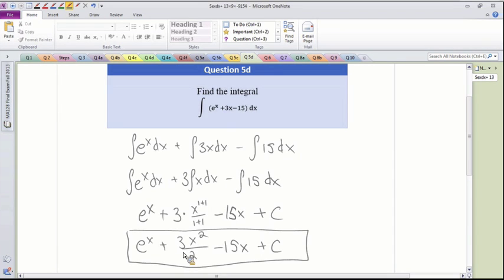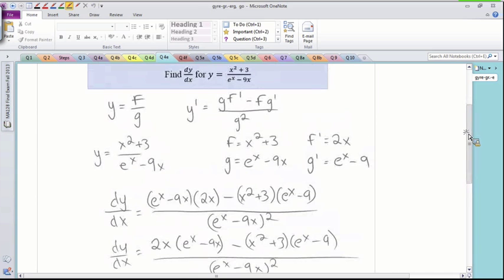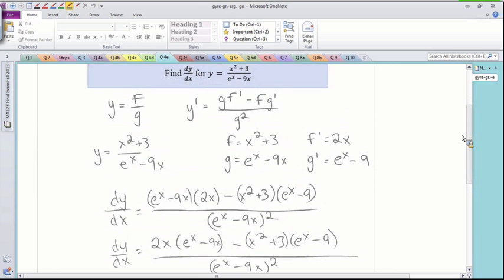So I'm looking at question 4E. Someone would like to look at that. 4E was a long one. 4E is the quotient rule. The first thing we do is list what the quotient rule is: g times f prime minus f times g prime all over g squared, provided that y is equal to f over g.